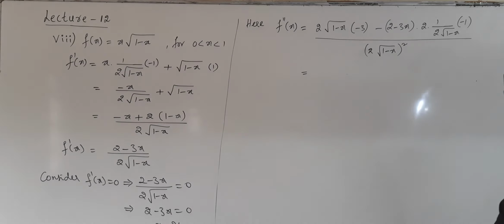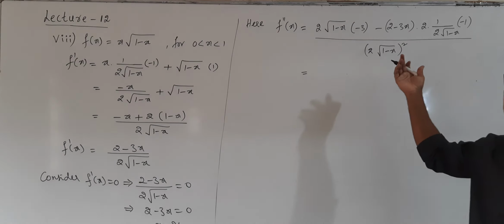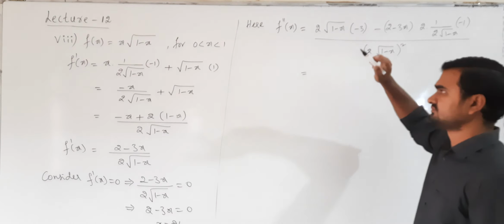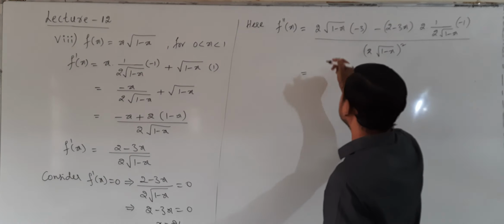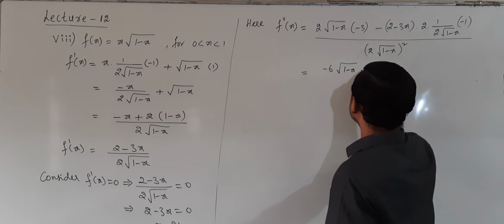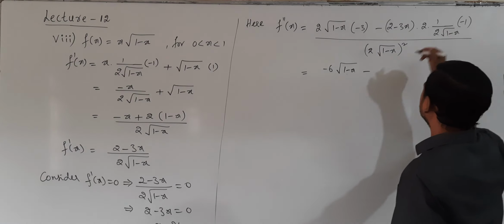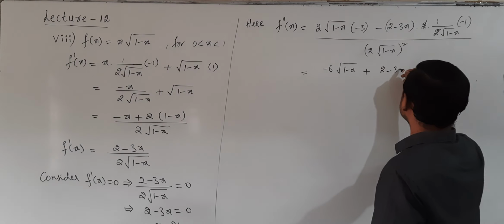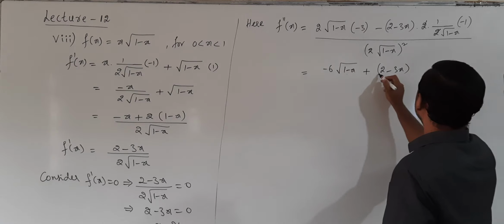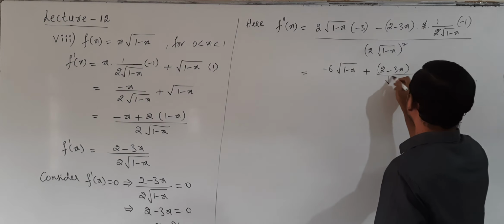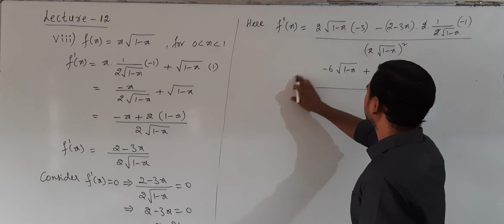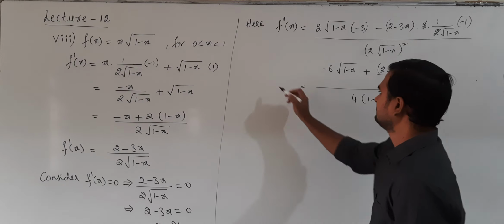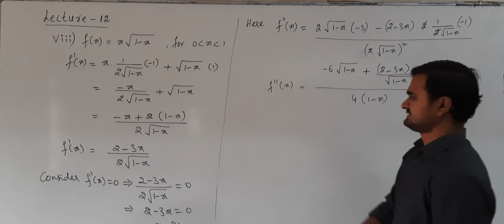Now you don't have to simplify it. Okay. If you want to simplify, let us simplify, or just substitute x as 2 by 3 and simplify the value. Okay. So write one more step. It is minus 3 square root of 1 minus x. Minus into minus will be plus. 2 will get cancelled here. 2 minus 3x divided by square root of 1 minus x. Total divided by 4 into 1 minus x. Okay, so this is f double dash x.